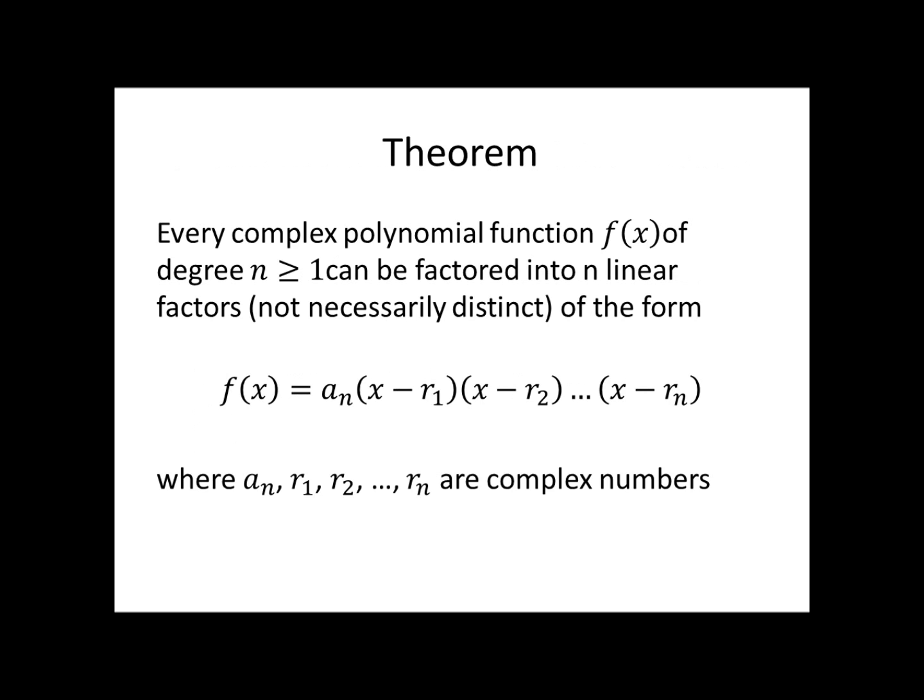Alright, so there's a theorem that goes along with this. It says that every complex polynomial of degree greater than or equal to 1 can be factored into n linear factors. That means that absolutely every polynomial can be factored. It's just not always going to be pretty. Sometimes it's real factors, x minus 5. Sometimes it's complex factors, x minus 5 plus 2i. Okay, so every single one can be factored though. It's just that sometimes those factors are complex numbers.